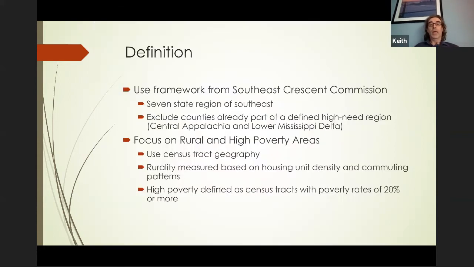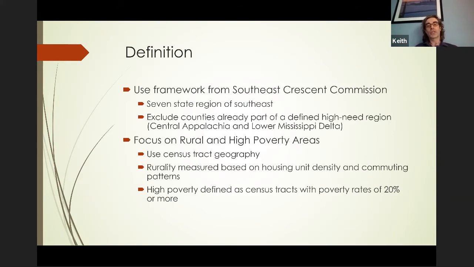And so by definition, we're going to use the framework for the commission. Essentially, we're looking only at those 7 states. And we're looking at places that aren't in Central Appalachia or the lower Mississippi Delta. But for our analysis, we focus on rural, and we try to focus on areas of most need, which would be higher poverty. So we use a census tract-based geography here, not the county-based. We're identifying census tracts that are rural based on housing unit density and commuting patterns. It's a definition that my boss, Lance George, developed. It's a really good definition. It classifies census tracts as rural, suburban, or urban. In this case, we're only pulling out the rural ones.